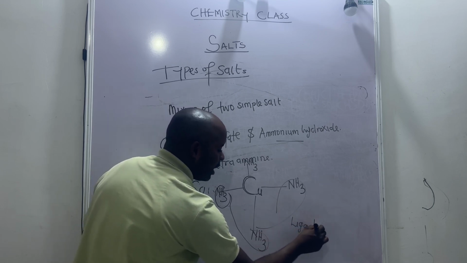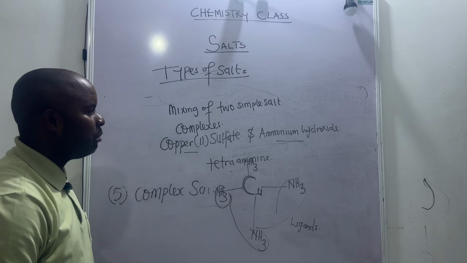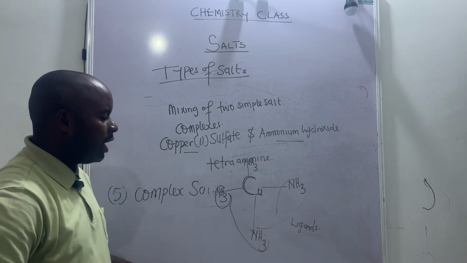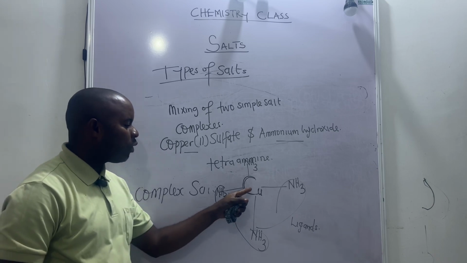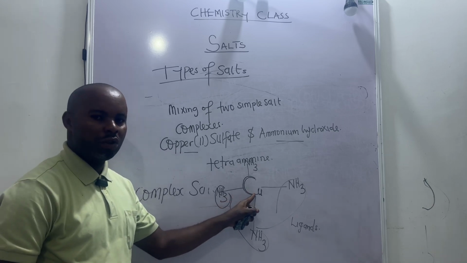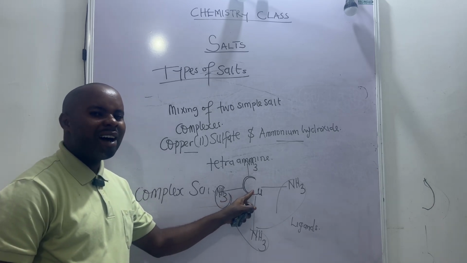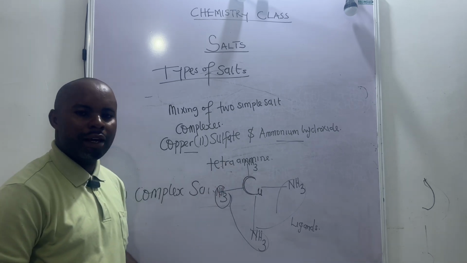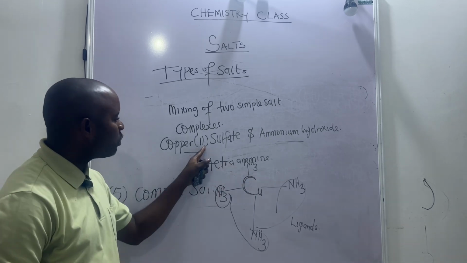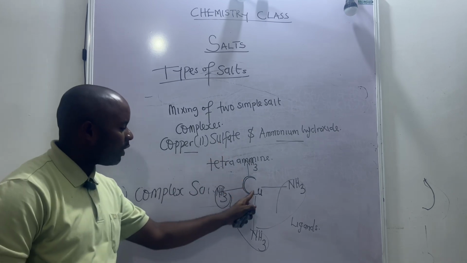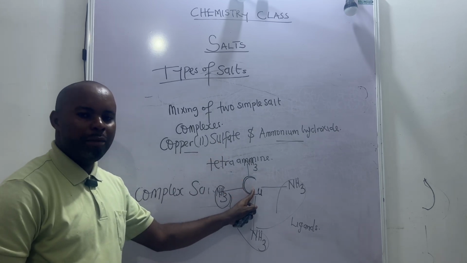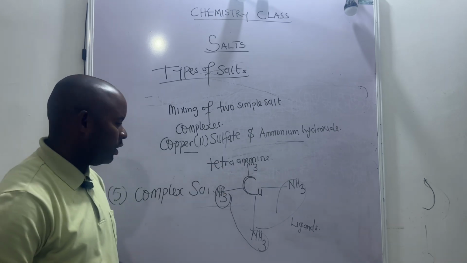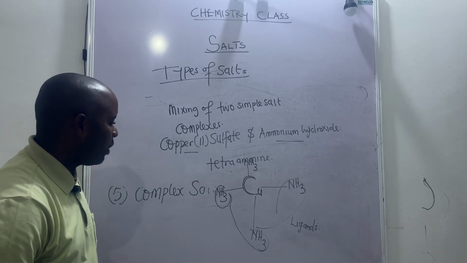This aspect of complexes is very important in inorganic and organic chemistry, and most of them are used medically. One of the characteristics of complexes is that the compound formed after mixing 2 simple salts has different characteristics from the parent compounds. So the characteristics of copper(II) sulfate and ammonium hydroxide are different from the characteristics of this tetraamine copper.